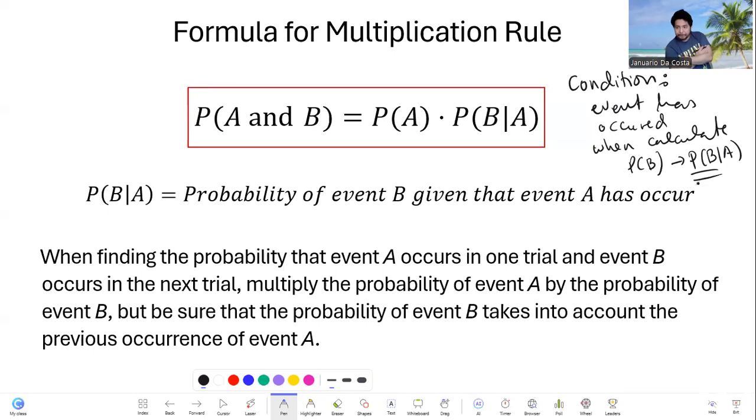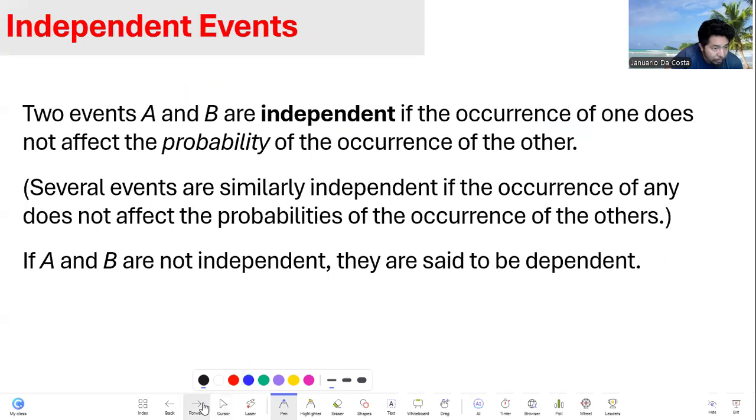Understand? Any questions? Okay, so just like the addition rule where you have joint and disjoint events, in multiplication probability we also have independent events and dependent events.